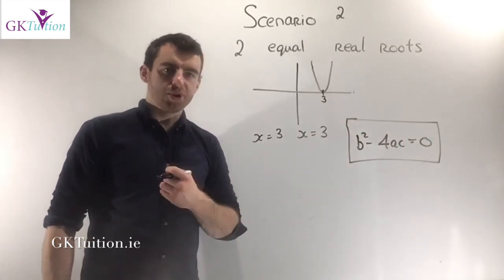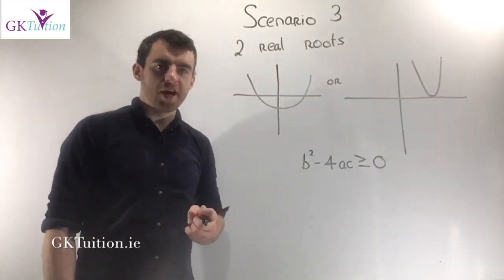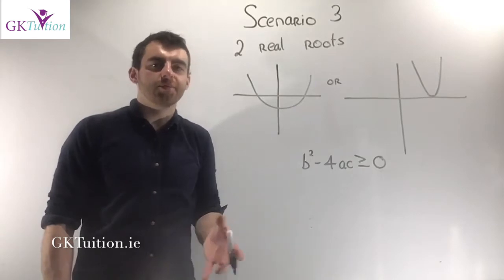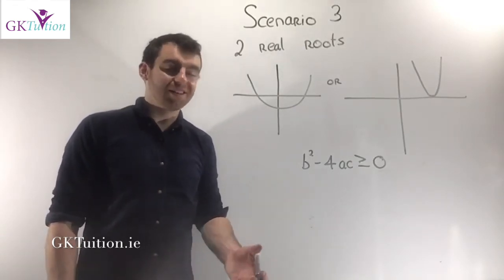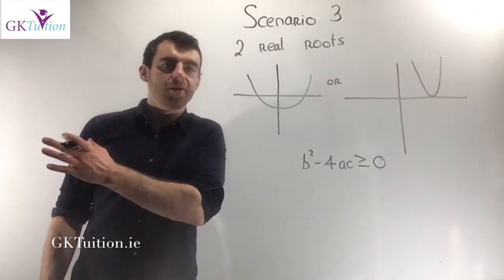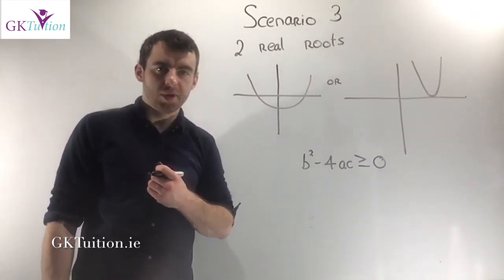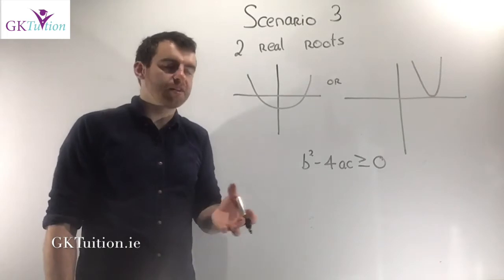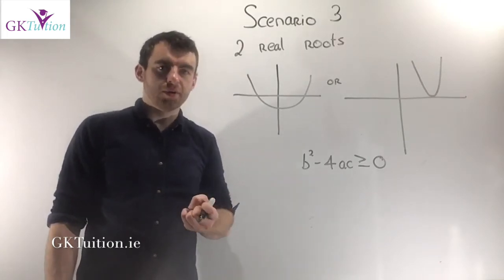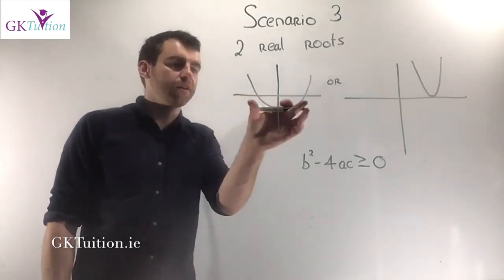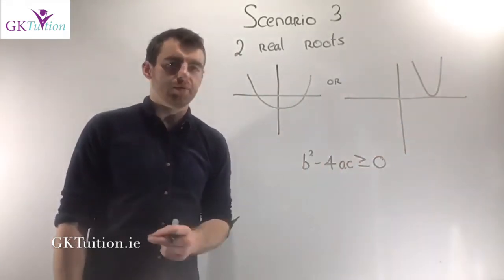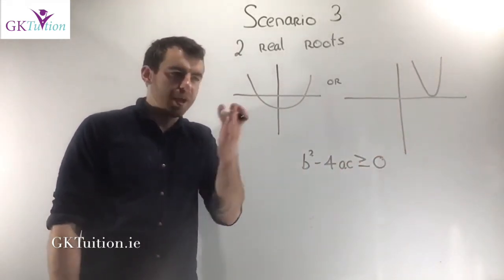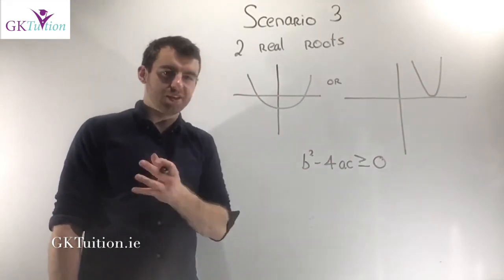So that's scenario number 2. The third scenario is where a question simply says, prove this quadratic has two real roots. Essentially, it means that it's either scenario number 1 or scenario number 2. If an exam question says, prove the quadratic has two real roots, that means that either you're dealing with two distinct real roots or two equal real roots. It's open-ended. They're not specifying which is the case.